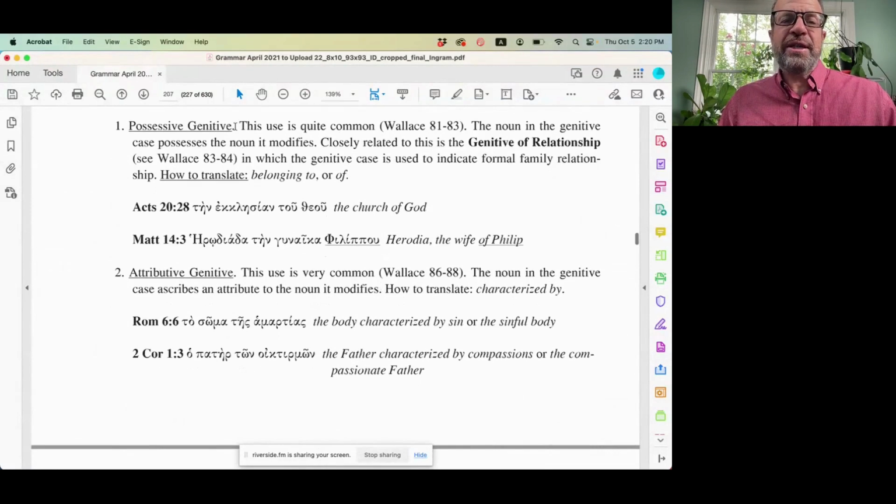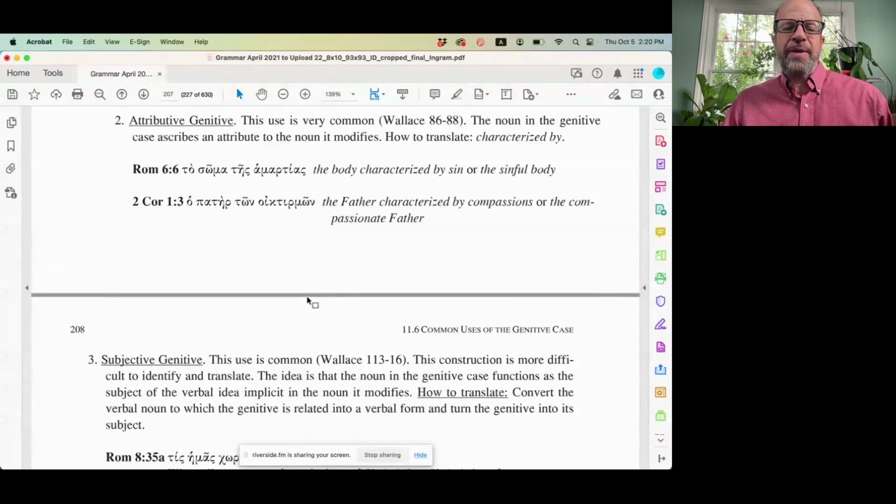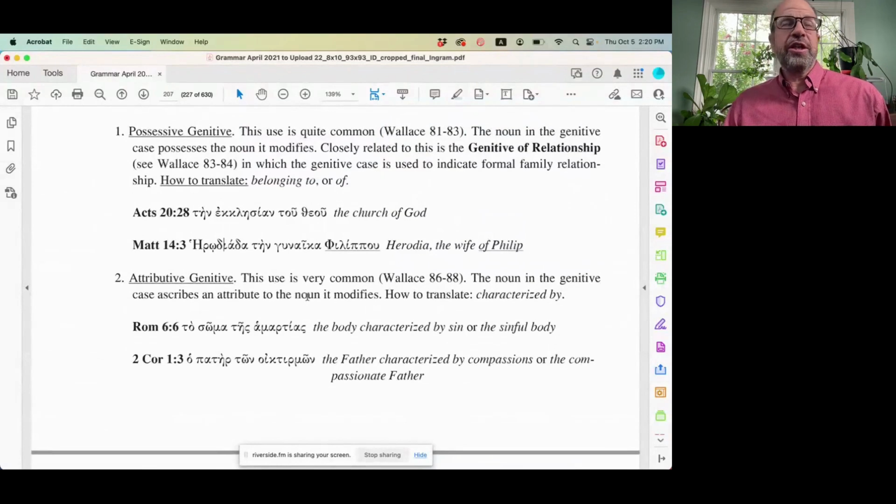One of the most basic uses of the genitive, and we see it all the time, is that the noun in the genitive case represents the one owning or possessing the head noun. In Acts 20:28, tēn ekklēsian tou theou, the church of God. This is God's church, the church belonging to God. We could expand that out to relationships: the wife of somebody, or Mary of Joseph. You can use the genitive to indicate a family relationship, and here you have the wife of Philip.